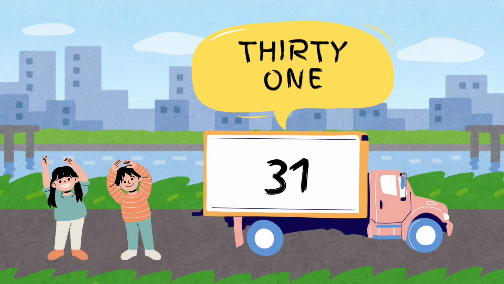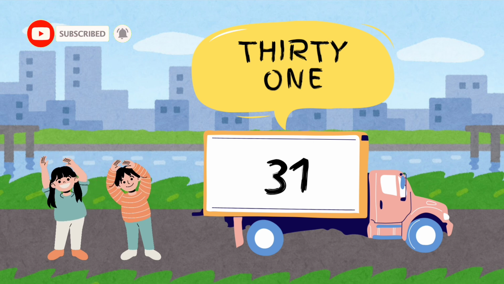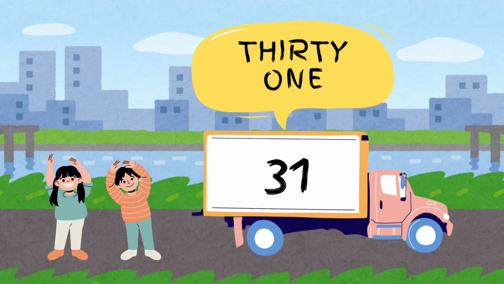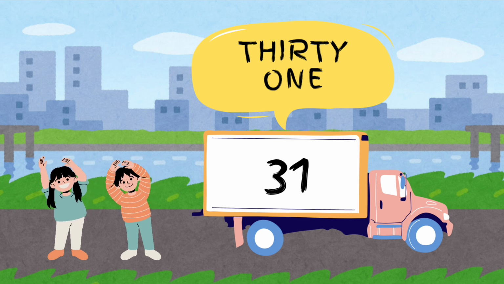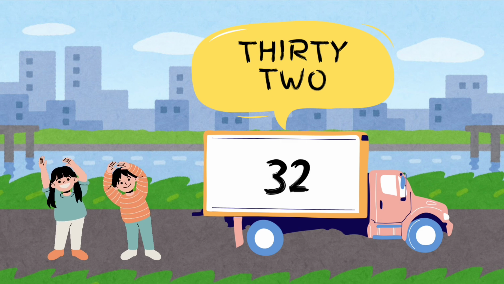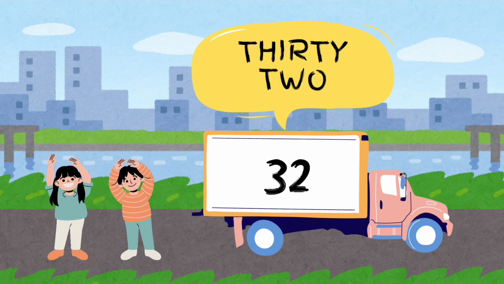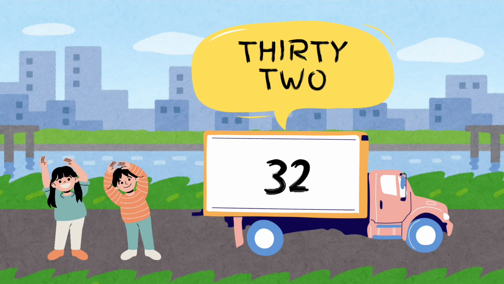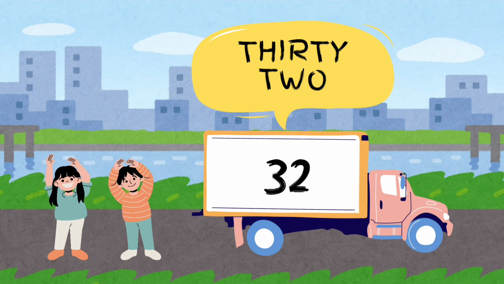31. Now spell with me. T-H-I-R-T-Y, 30. O-N-E, 1. 31. 32. Now spell with me. T-H-I-R-T-Y, 30. T-W-O, 2. 32.